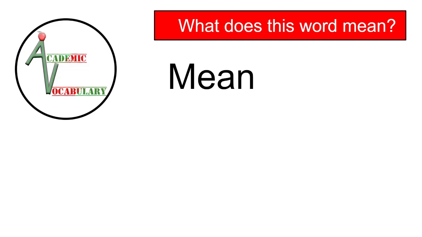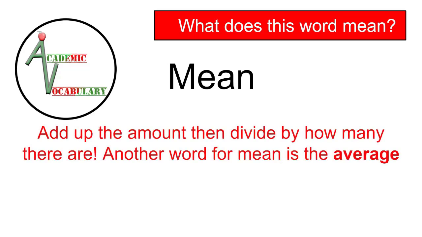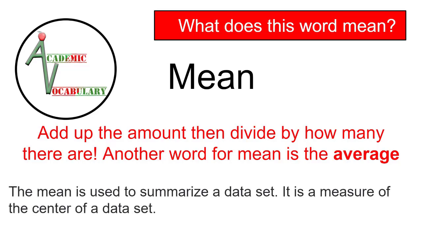Mean. Yes, if you remember what we talked about before, when we find the mean of something, we take all the data that there is, add it together, and then divide by how many there are. Another word for mean is the average. The mean is used to summarize a set of data, and it measures the middle or the average of the data.